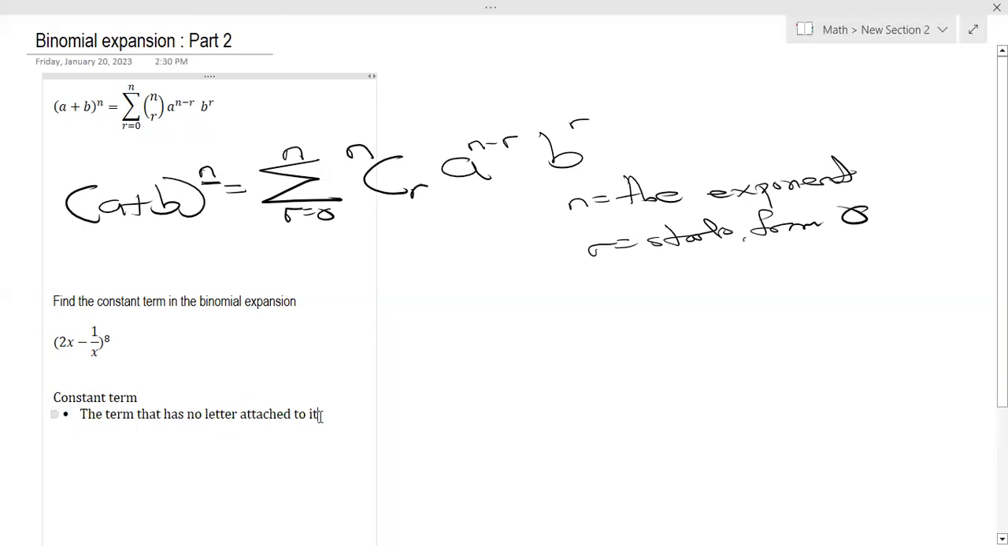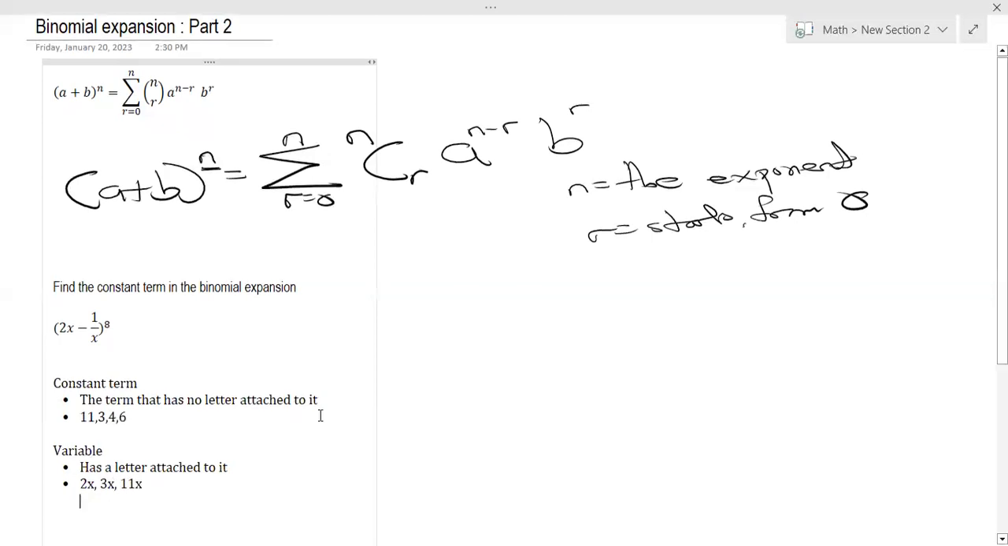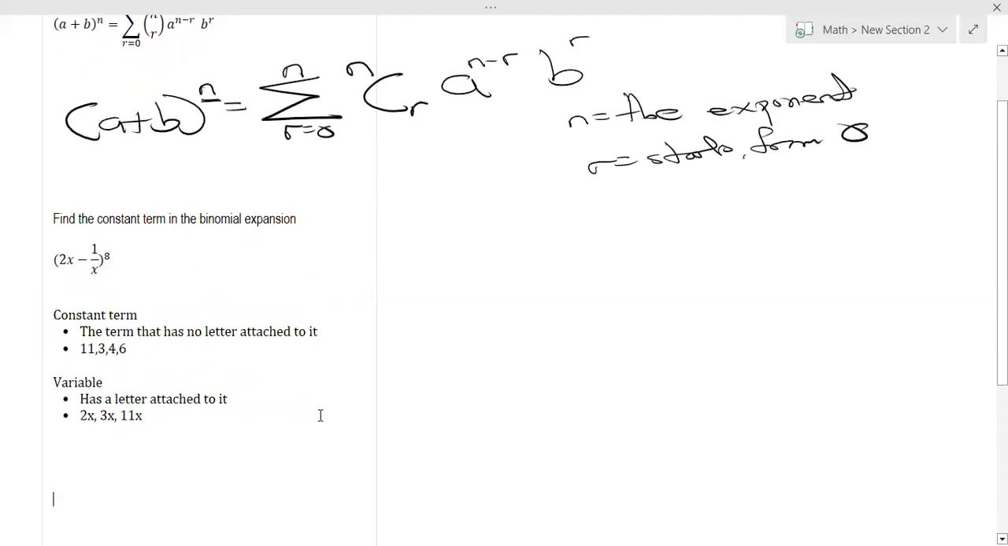For example, we can have 11, 9, or just the number 7. Then we have the opposite, which would be the variable term, or just call it the variable. It has a letter attached to it, like 2x, 3x, 11x. So the values would change depending on the values of x. Now, they told us to find a constant term.